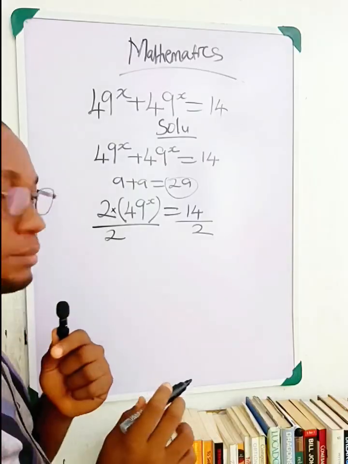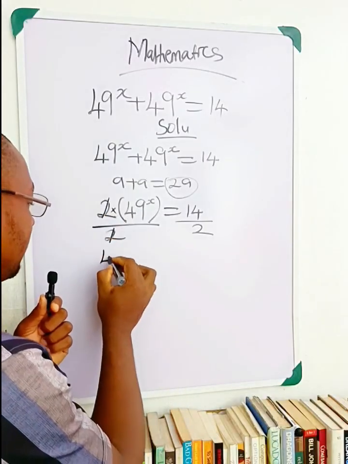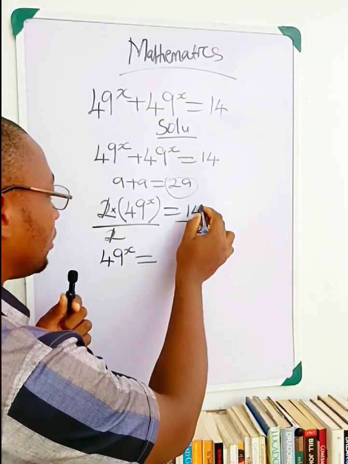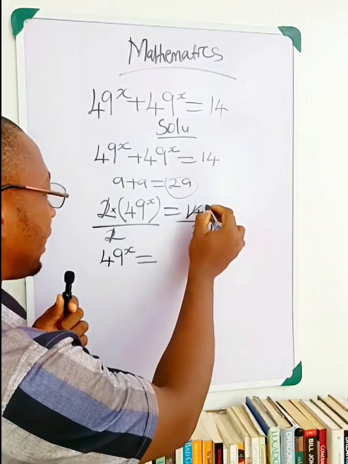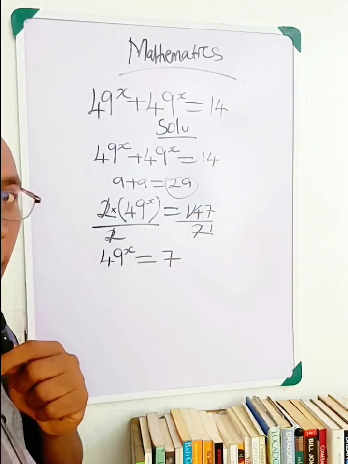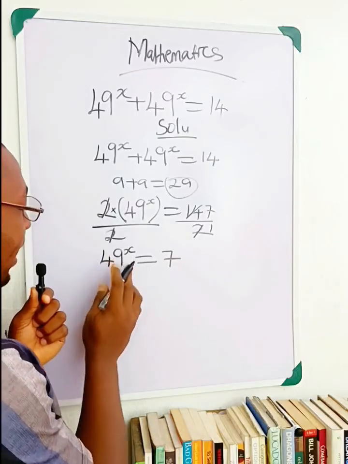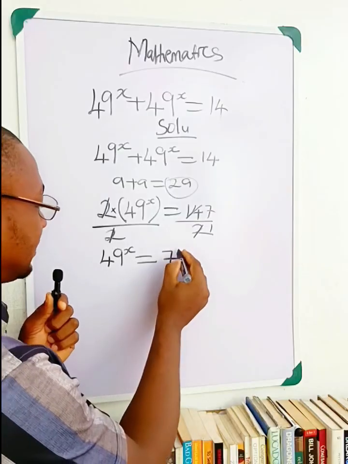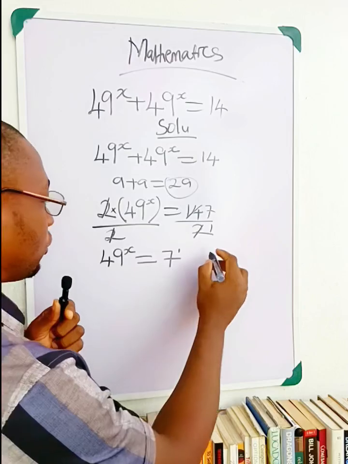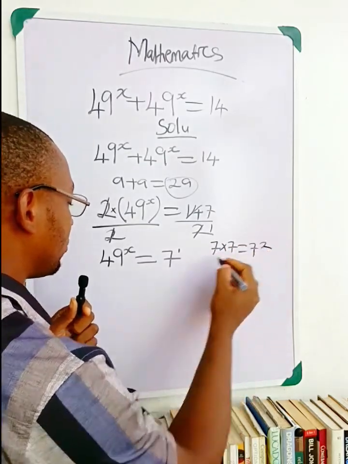Pay attention. 2 can cancel 2, right? What do we have left? 49 raised to power x equals 14 divided by 2, which is 7. Very simple. All right. In 49 raised to power x, 49 is the base. 7 is the same as 7 raised to power 1, right? So 49 is also the same thing as 7 times 7, which is 7 raised to power 2.